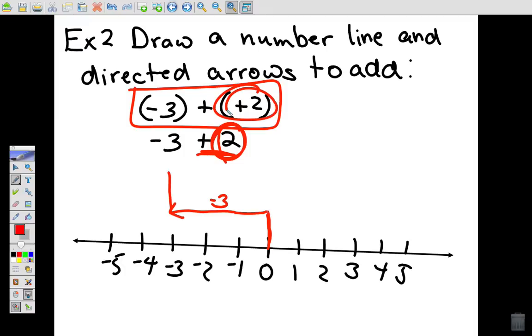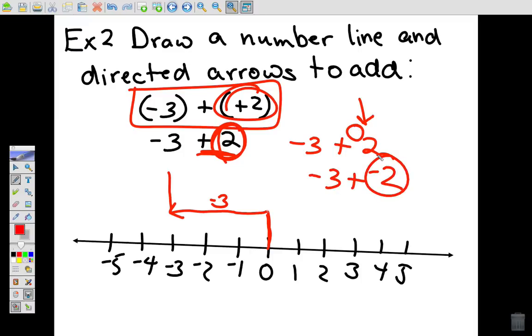In the parentheses, it's a +2. So let me back up a little bit. If I wrote it as -3 plus 2, I know that this 2 is positive because there's not a sign here, which means it's a +2. Now if I had -3 plus -2, well, that's a -2. I'm going a little bit beyond what we need here, but anyway, we're going to move to the right 2 units, 1, 2. And what do I end up at? A -1. So my answer is -1.